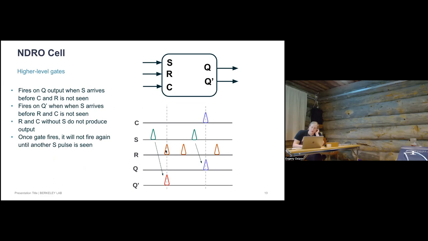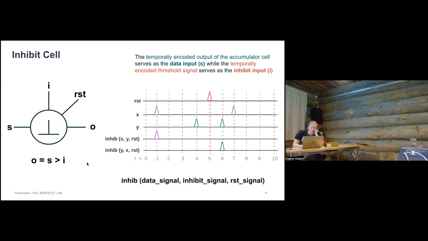When you see R, it triggers output on the Q star or Q quote. And then when you see the C input, it's on your traditional Q output. So you'll see those later.